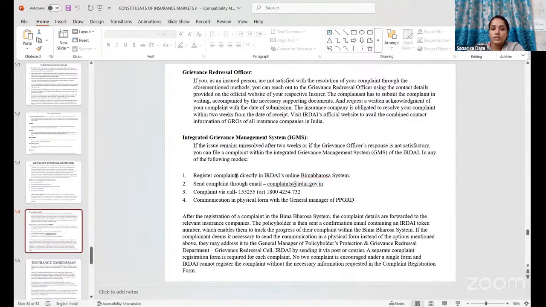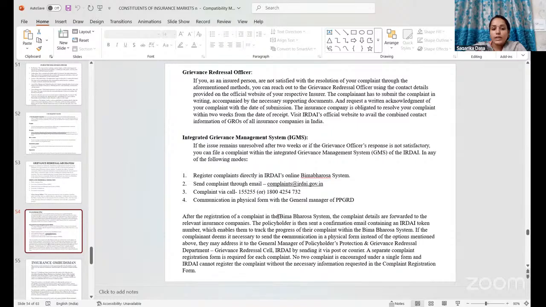Through any of these ways. The first one is to register the complaint directly in IRDAI's online Bima Bharosa system. That is the first way you can contact the integrated grievance redressal system. Then send a complaint through email to complaints@irdai.gov.in, or you can raise a complaint through a call. This is the call number that is available. Then communication in physical form with the general manager of PPGRD. So these are the various ways that are available.